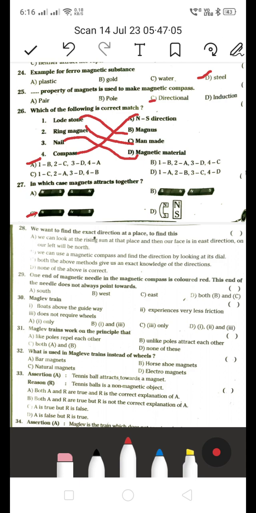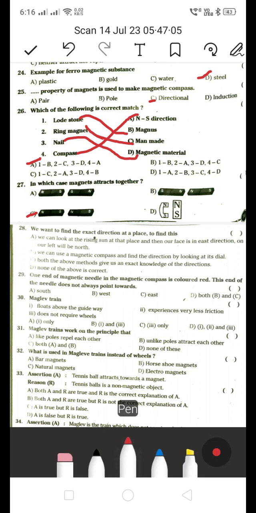Next, we want to find the exact direction at a place. To find this, we can look at the rising sun at that place and face the east direction; on our left will be north. We can use a magnetic compass and find the direction by looking at its dial. Both the above methods give us an exact knowledge of the direction. D, none of the above, is correct. Which is the right answer?